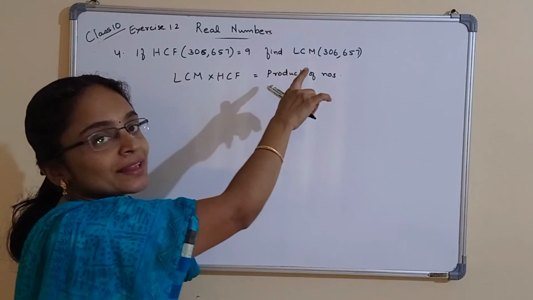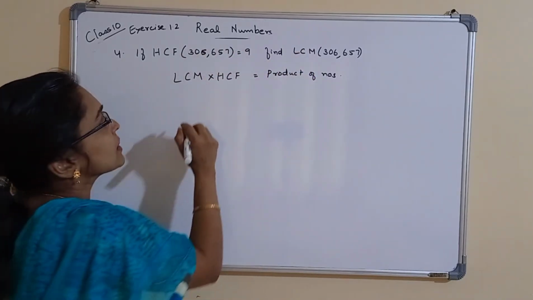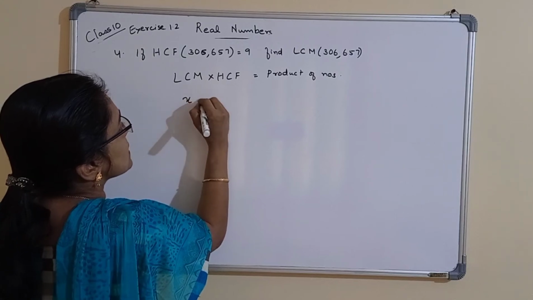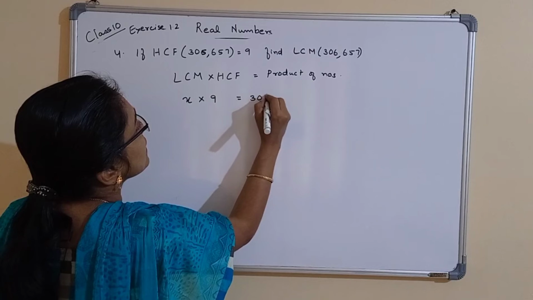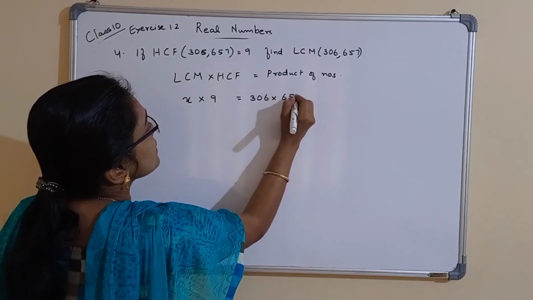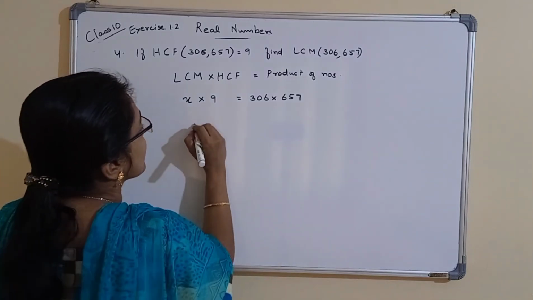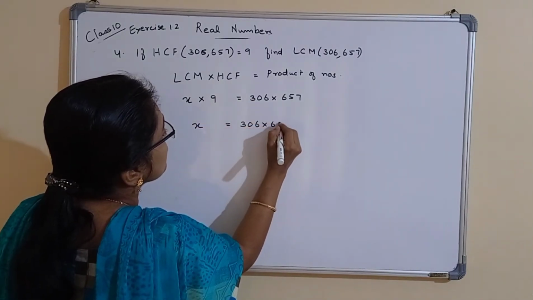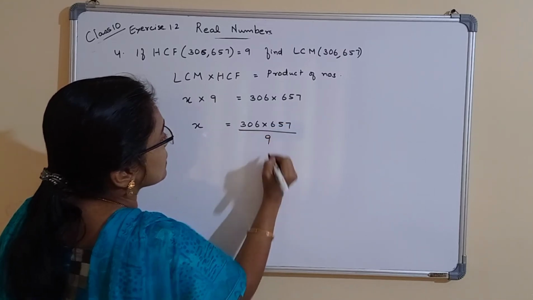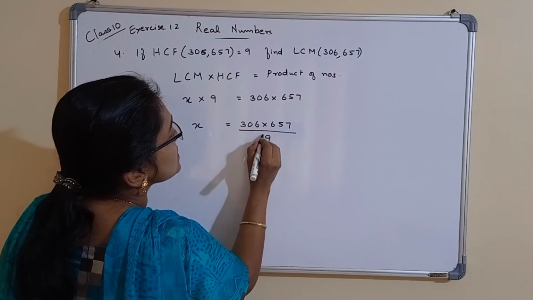So we don't know LCM. We have to find the LCM, and given that HCF is 9, so we can write LCM as X. X into 9 is equal to product of the numbers, 306 into 657. Don't find that product, leave it as it is, and X equal to 306 into 657 by 9, right? And 9 will go in this.